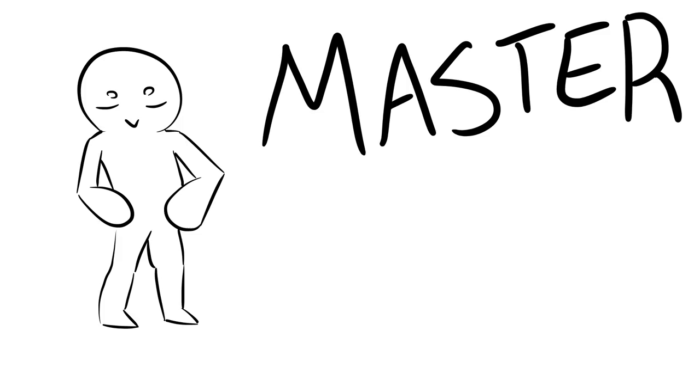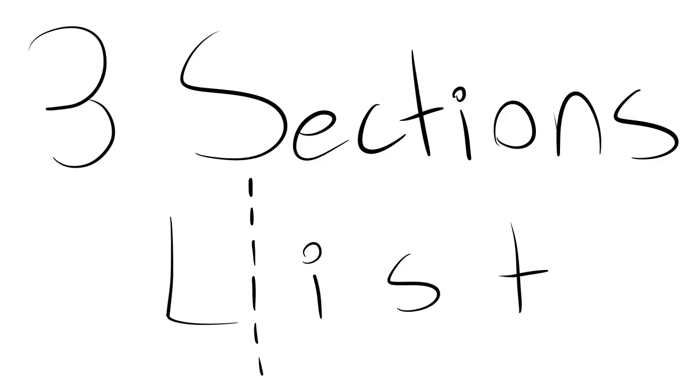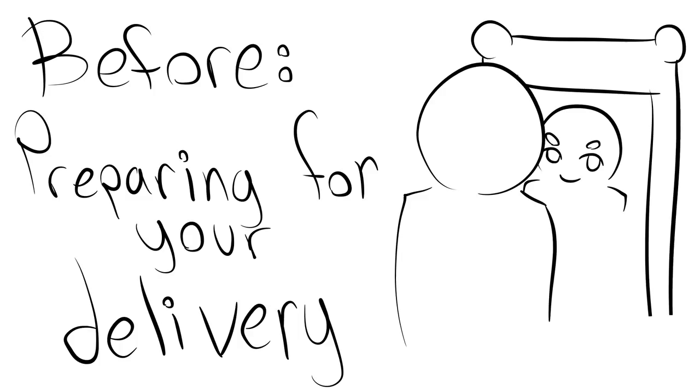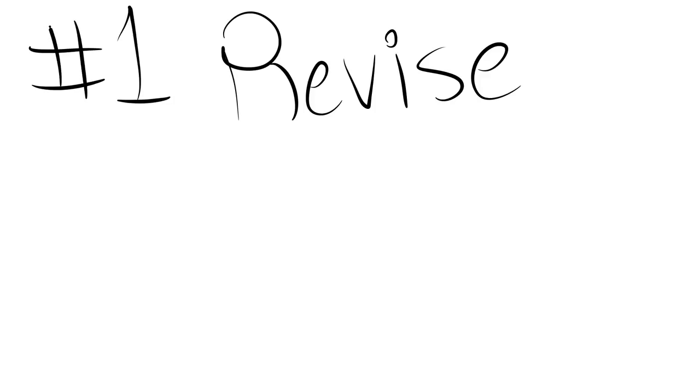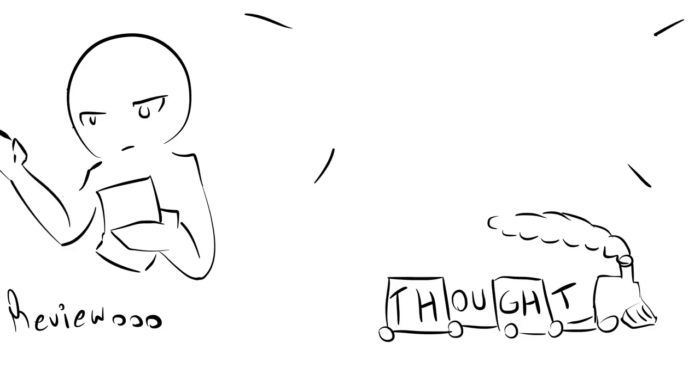To become a master at public speaking, you need to break it down into three sections. We've comprised a list divided into before, during, and after. Preparing for your delivery. Number one, revise your draft. Review your presentation and check for grammar, coherence, and train of thought.